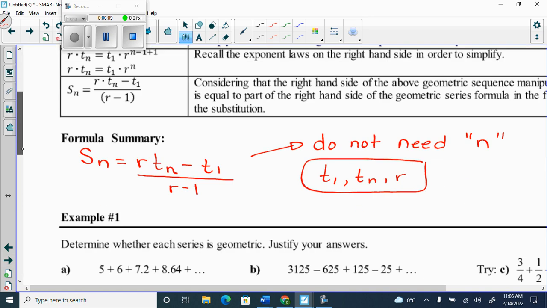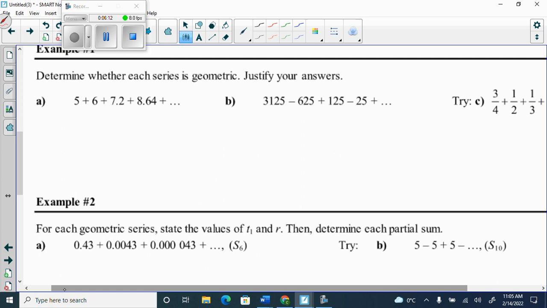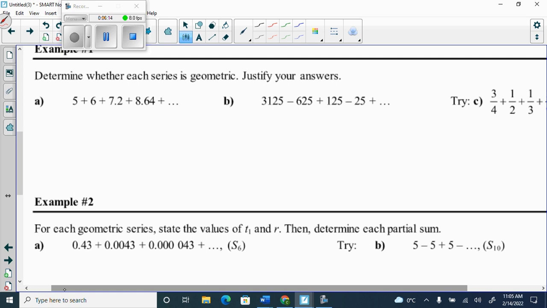Okay. So this one here says, determine whether each series is geometric. How do you check for geometric? It has to have a common ratio between term 3 and term 2, and the same ratio between term 2 and term 1. Correct? Doesn't matter if it's a series or a sequence. If it asks you if it's geometric, you have to look and see if the r's are the same.